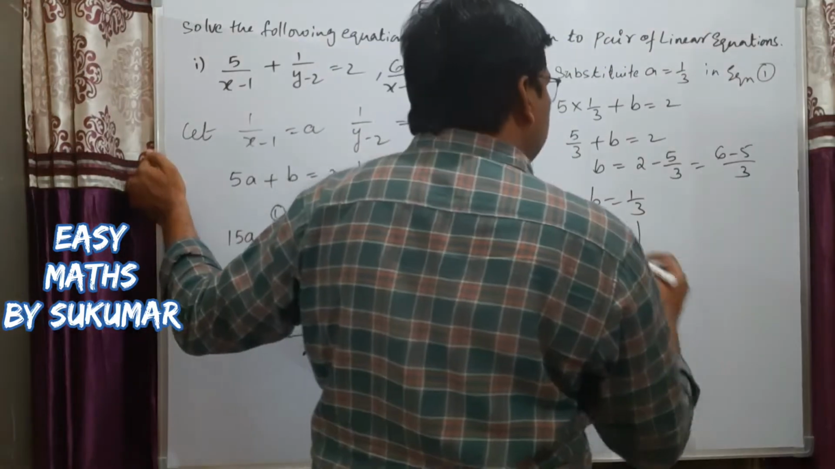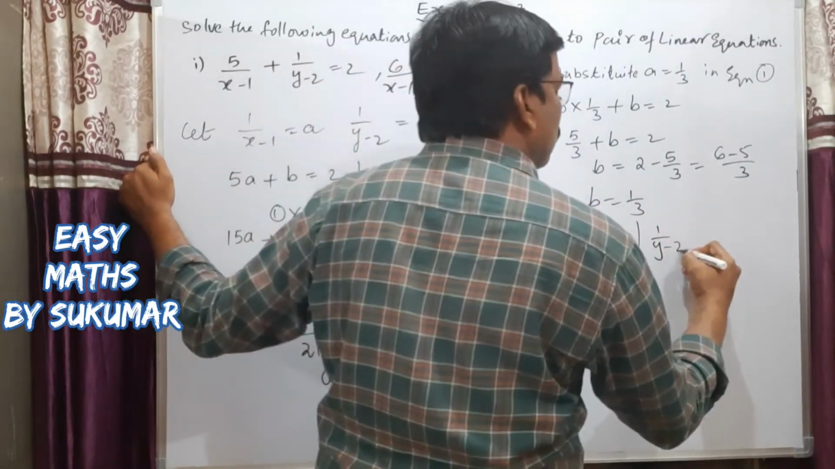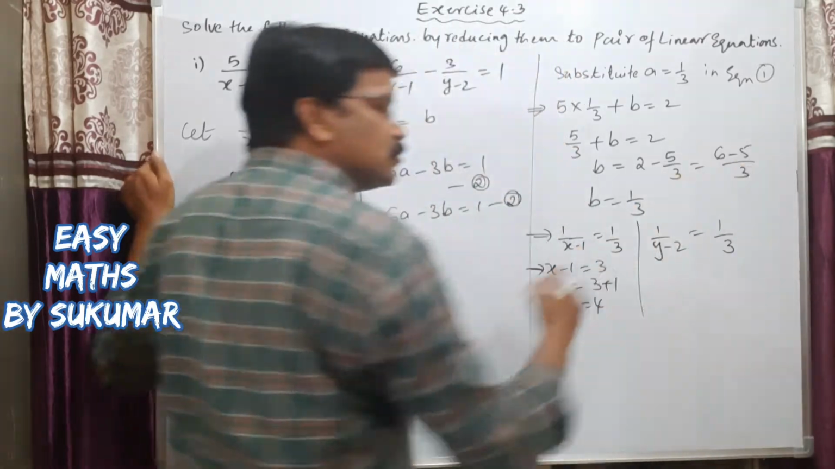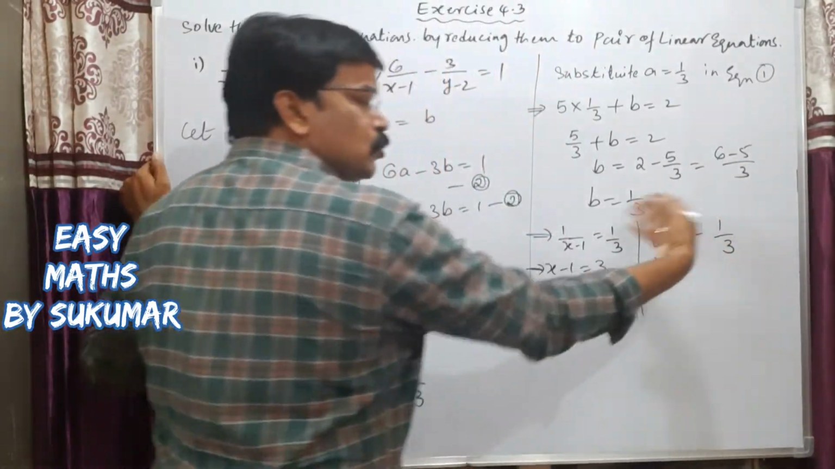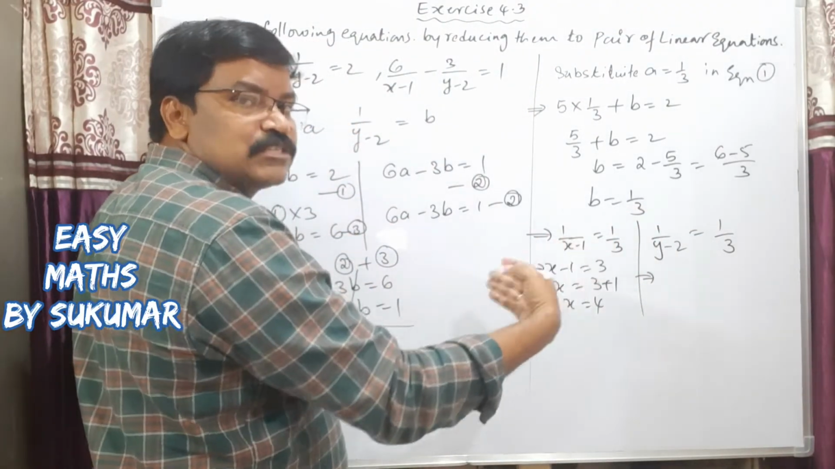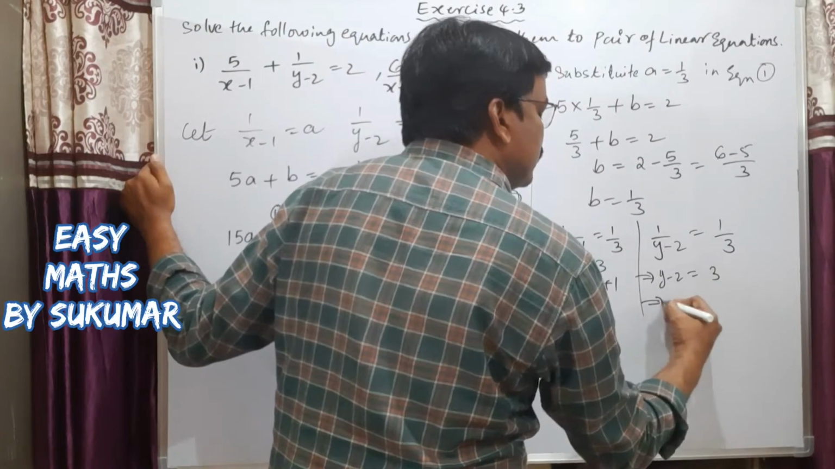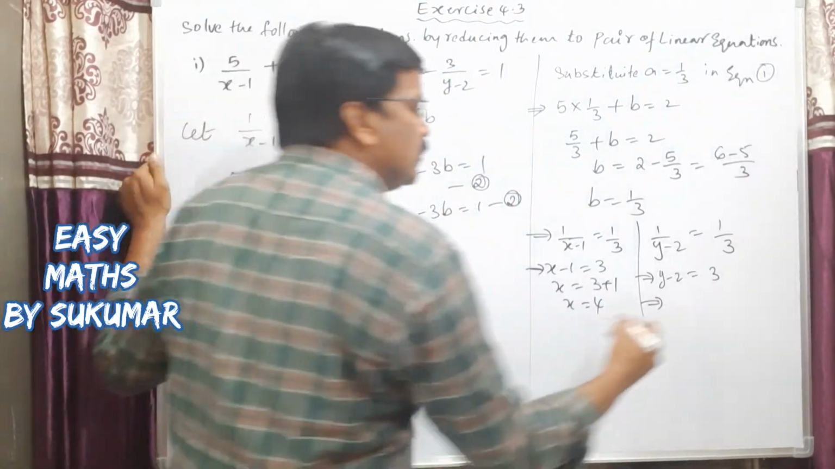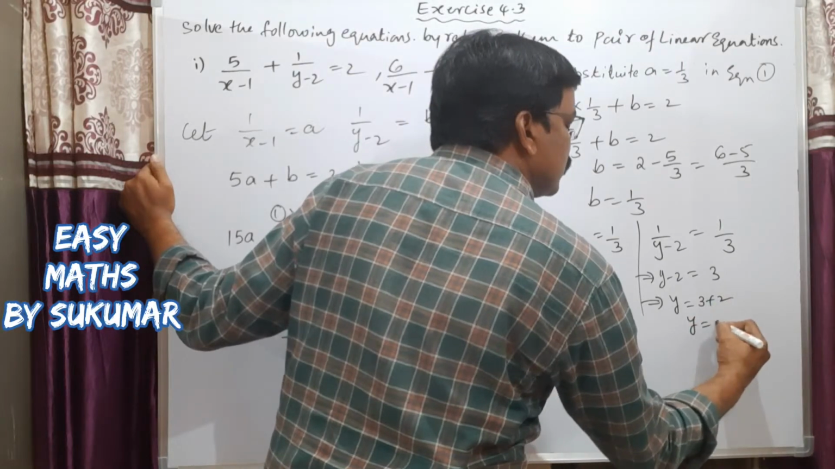Coming to here, b means 1 by y minus 2. 1 by y minus 2 is equals to 1 by 3. See here, just numerators are equal and both the fractions are equal, therefore we can equalize the denominators. That means y minus 2 is equals to 3. So here this y is equals to 3 plus 2, so y is equals to 5.